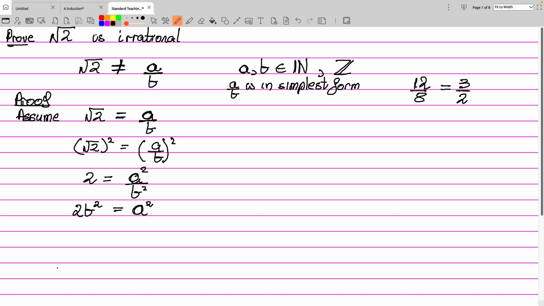What's special with a number which has got a 2 times in front of it? Think about it. What type of number is it? Always even. No argument. Because we've got 2b squared, 2b squared is even. But 2b squared is equal to a squared. So what does that mean about a squared? It's even. We did this the other day, by the way. A squared is definitely even.